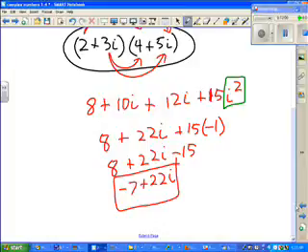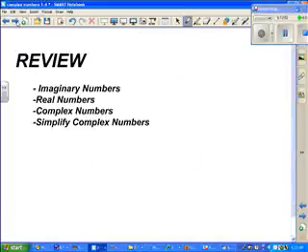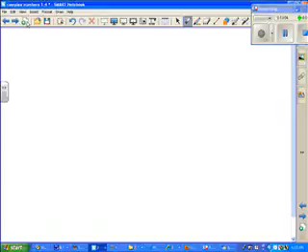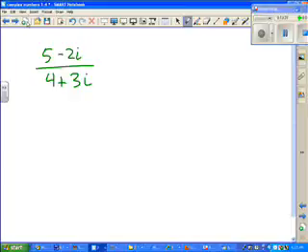Here we go. Last one. We're going to do example 5. Divide, oh no, not 2, that's 2i. Sorry, I wrote it wrong. 5 minus 2i divided by 4 plus 3i.